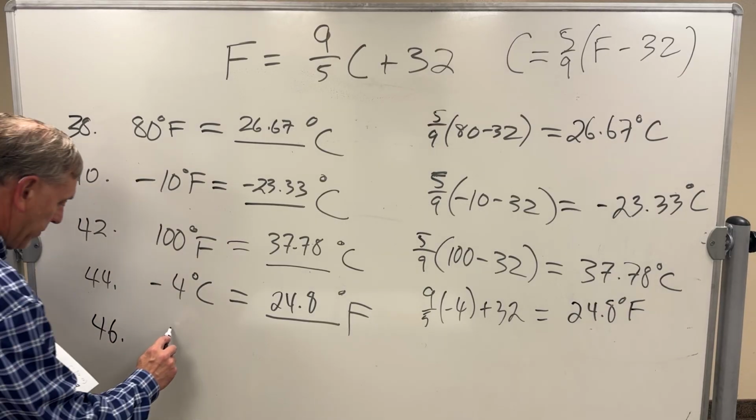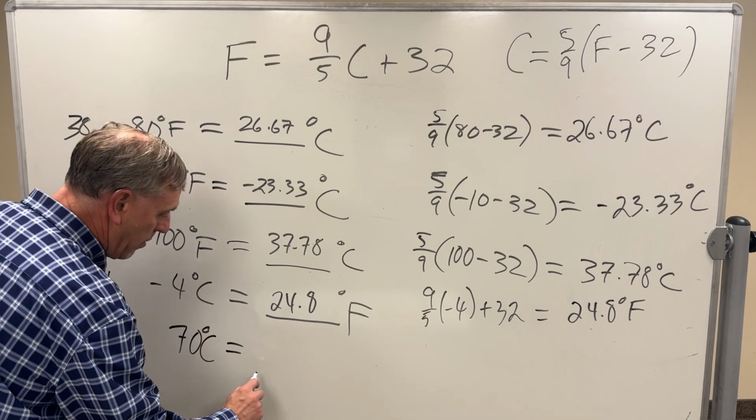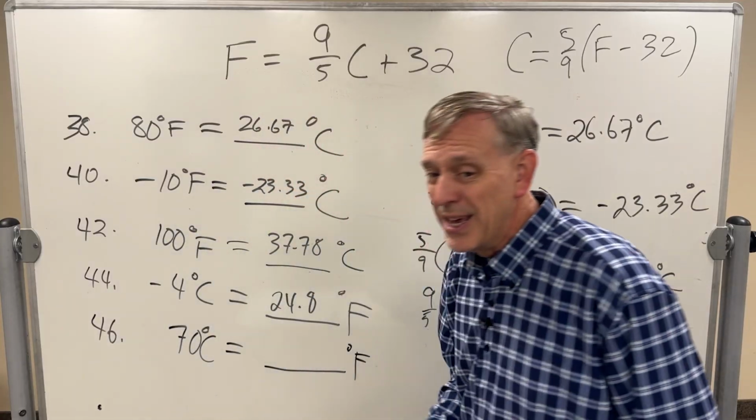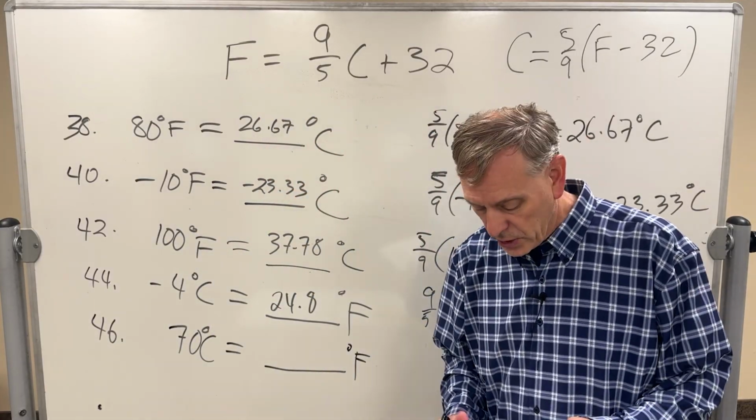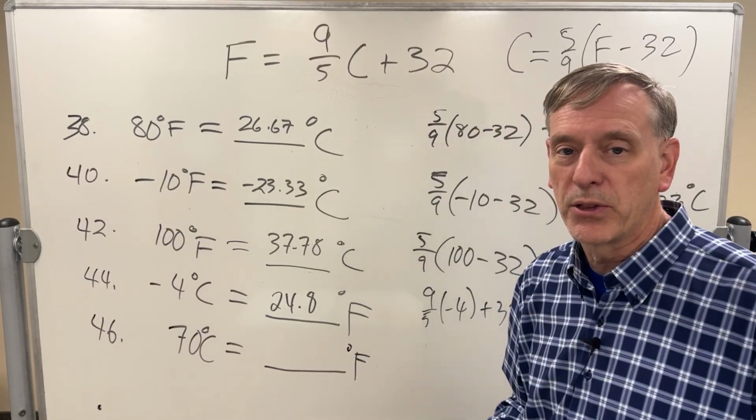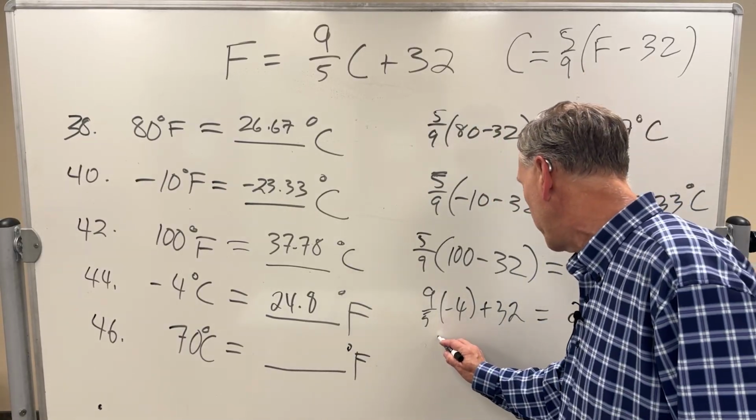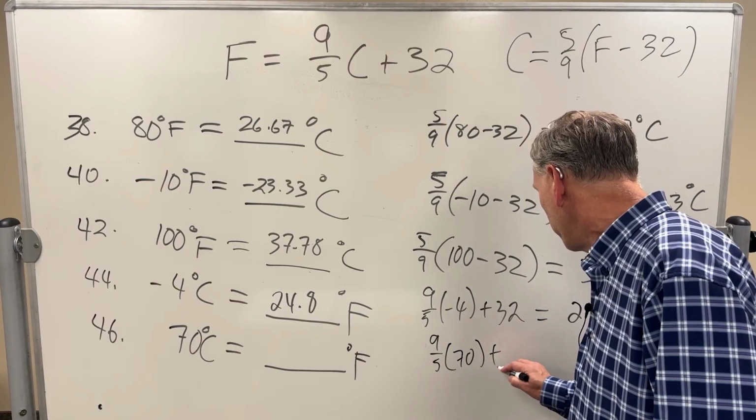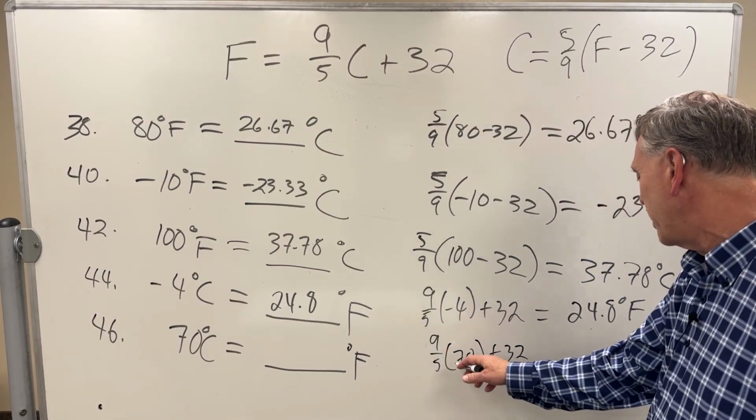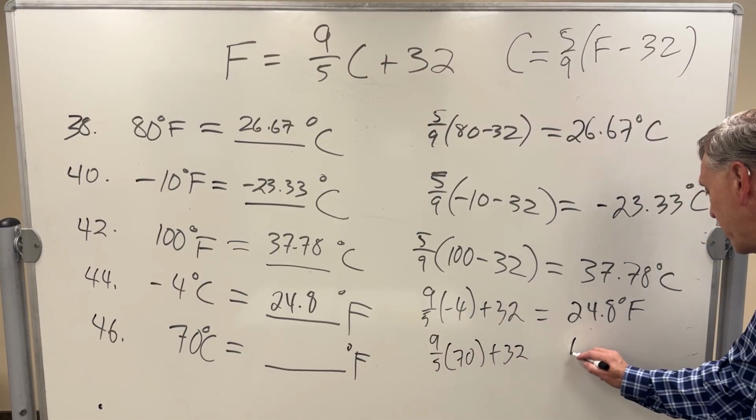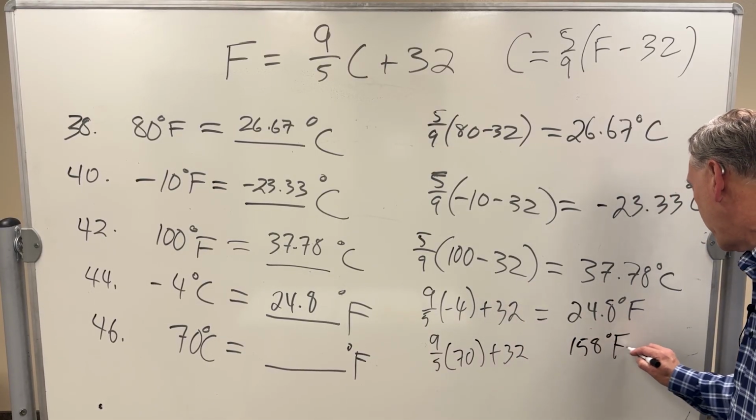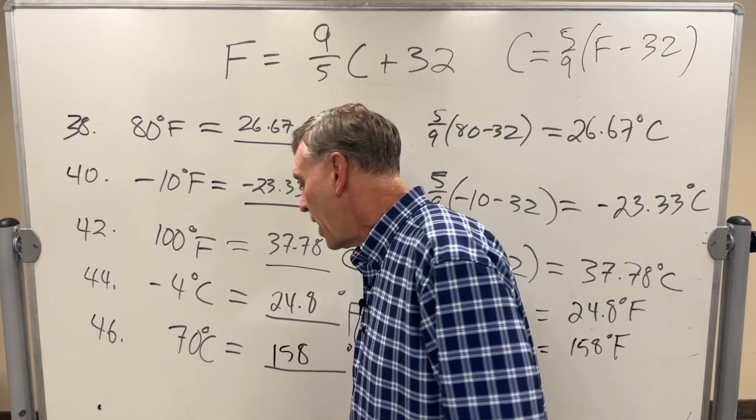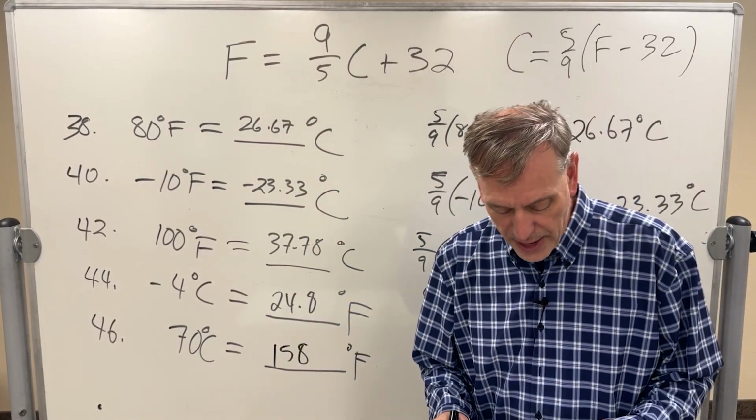All right, 46 we have 70 degrees Celsius, and we want to find out how warm that is in Fahrenheit. Now, 70 degrees Celsius, I hope you never experience this in real life. I suspect somewhere in the world has gotten this hot, but I would not want to be there when it happened. So we have 9/5 times 70 plus 32, so 9/5 of 70, that's like 126 plus 32. This is 158 degrees Fahrenheit. Now again, I suspect somewhere on the planet may have experienced this, but I would not want to be there for it. All right, so that's that one.